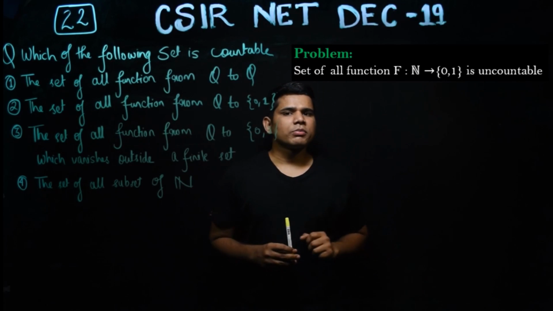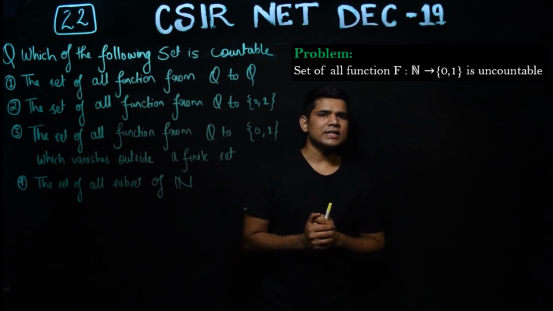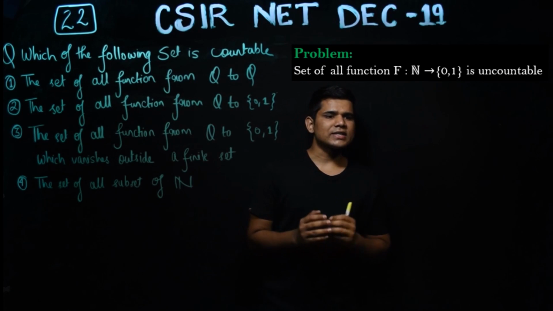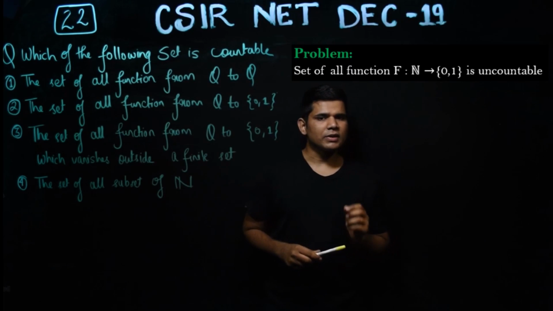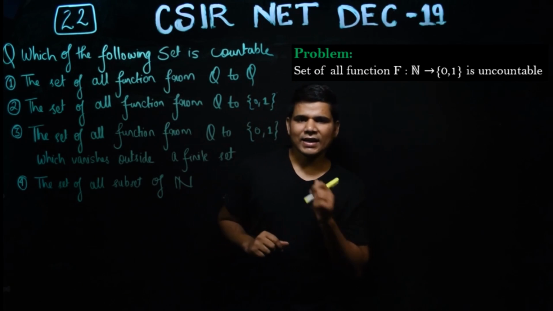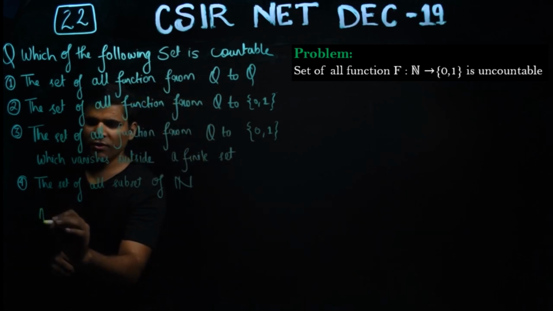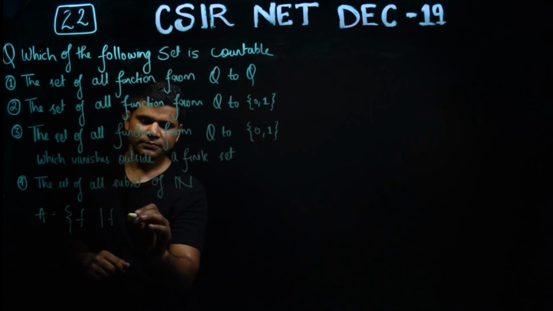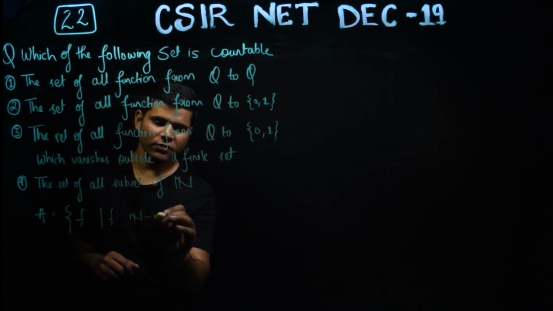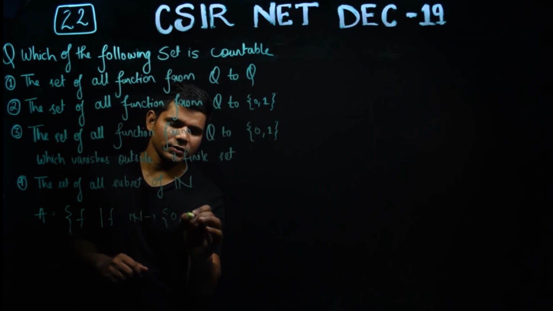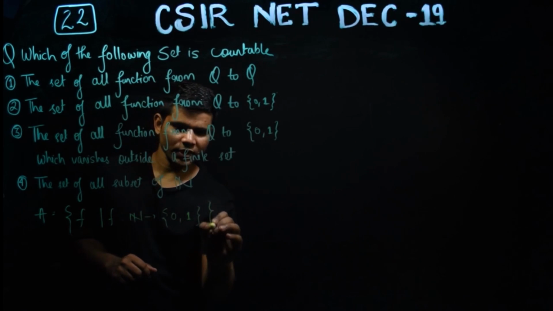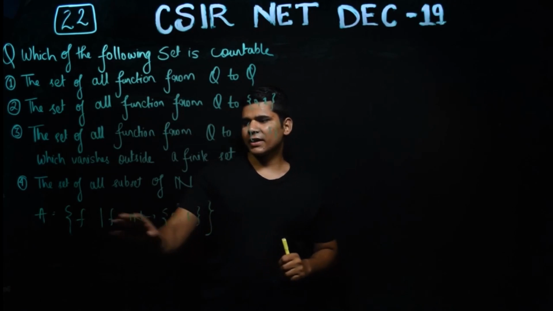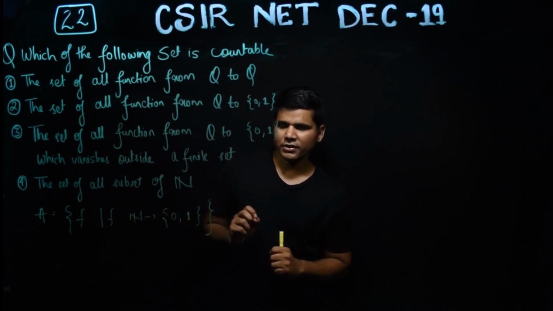So this is the problem that I am talking about. What it is saying is that the set of all functions from N to {0, 1} is uncountable. That means if you have a set like this, {f such that f is a function from natural numbers to this set}, then this problem is suggesting to us that this set is uncountable, right?